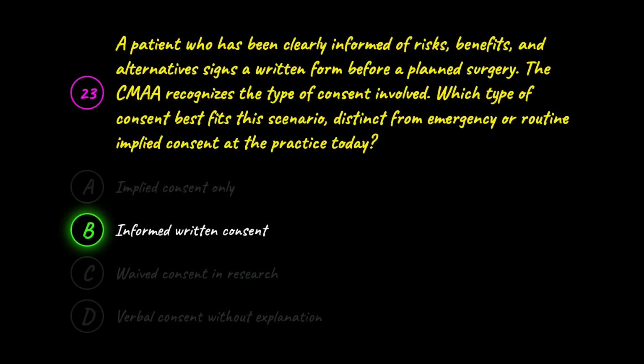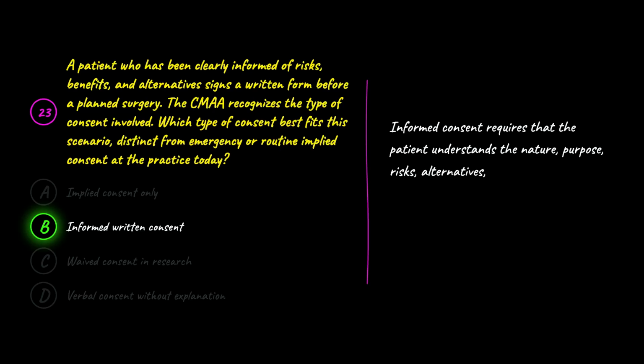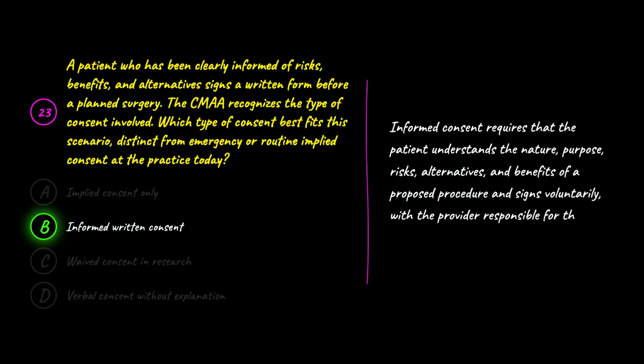Informed written consent. B is correct because informed consent requires that the patient understands the nature, purpose, risks, alternatives, and benefits of a proposed procedure and signs voluntarily, with the provider responsible for the actual disclosure and discussion process.